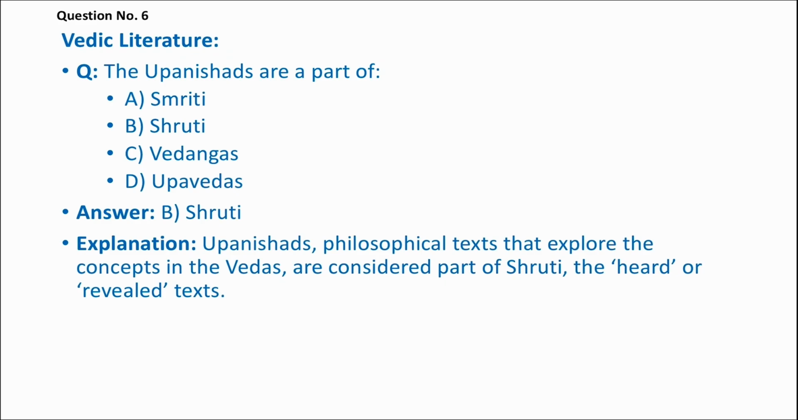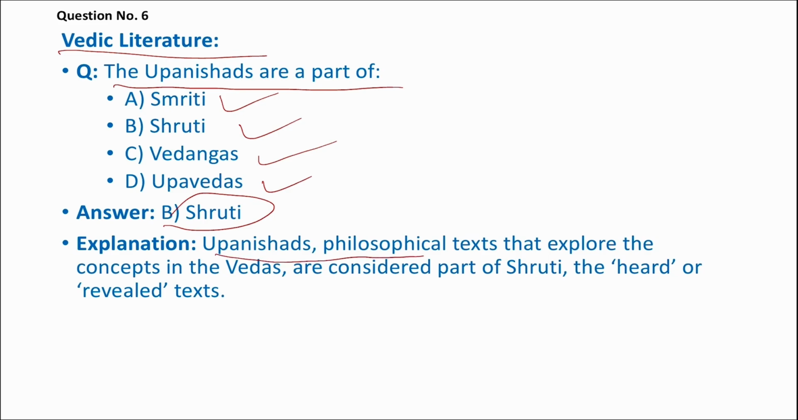The next question is on Vedic literature. Upanishads are part of what? Is it part of Smriti, Shruti, Vedangas, or Upavedas? Upanishads are part of Shruti. Upanishads are philosophical texts that explore the concepts in the Vedas and are considered part of Shruti, the heard or the revealed text. So the right answer is Shruti.